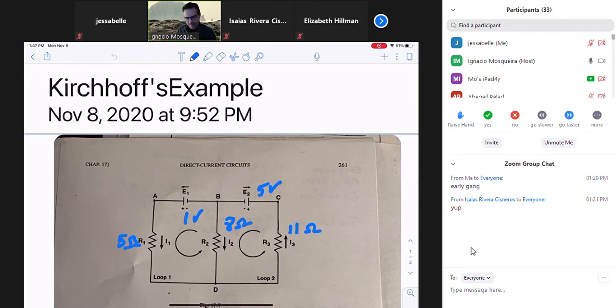Nobody has them yet. As soon as you get it, if you want to share it so other people can see if they get the same thing.